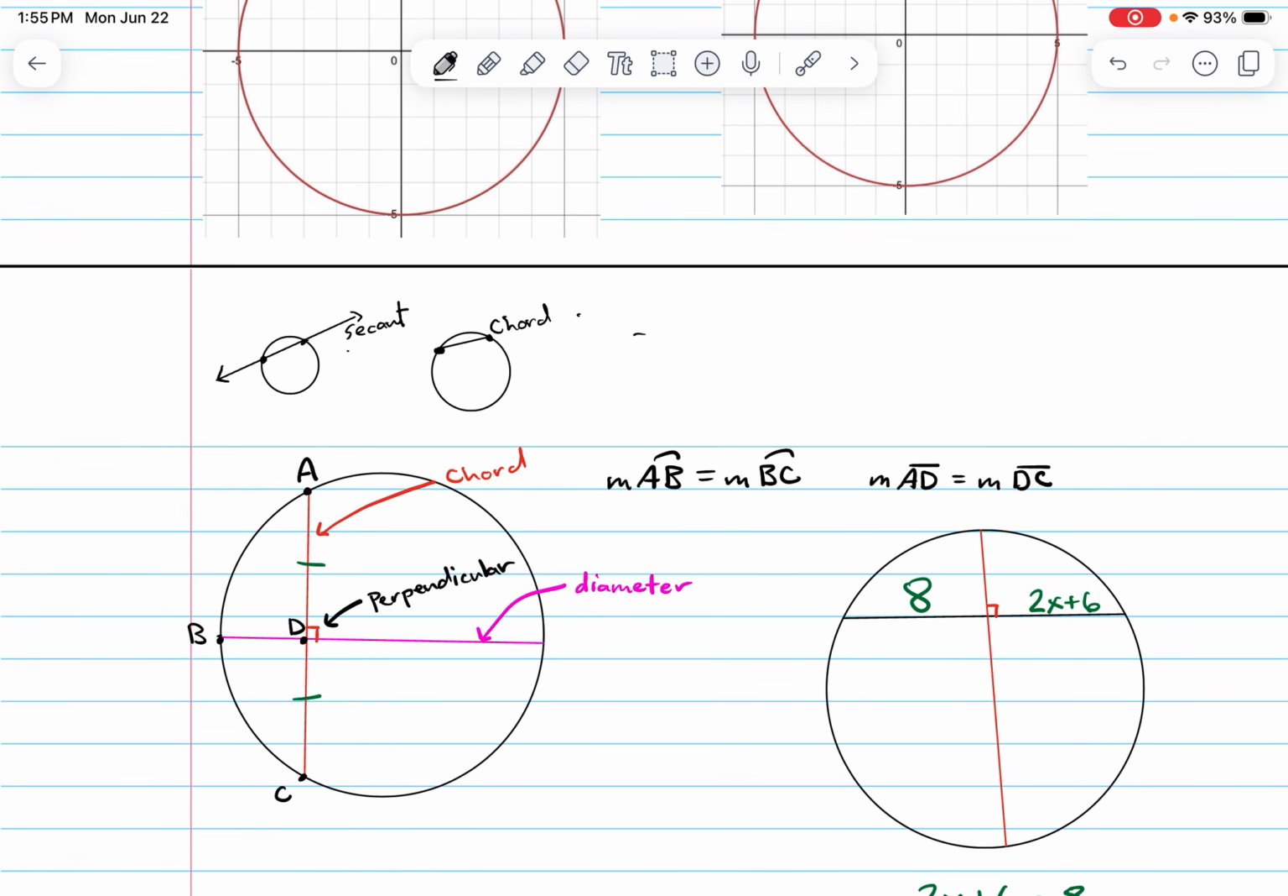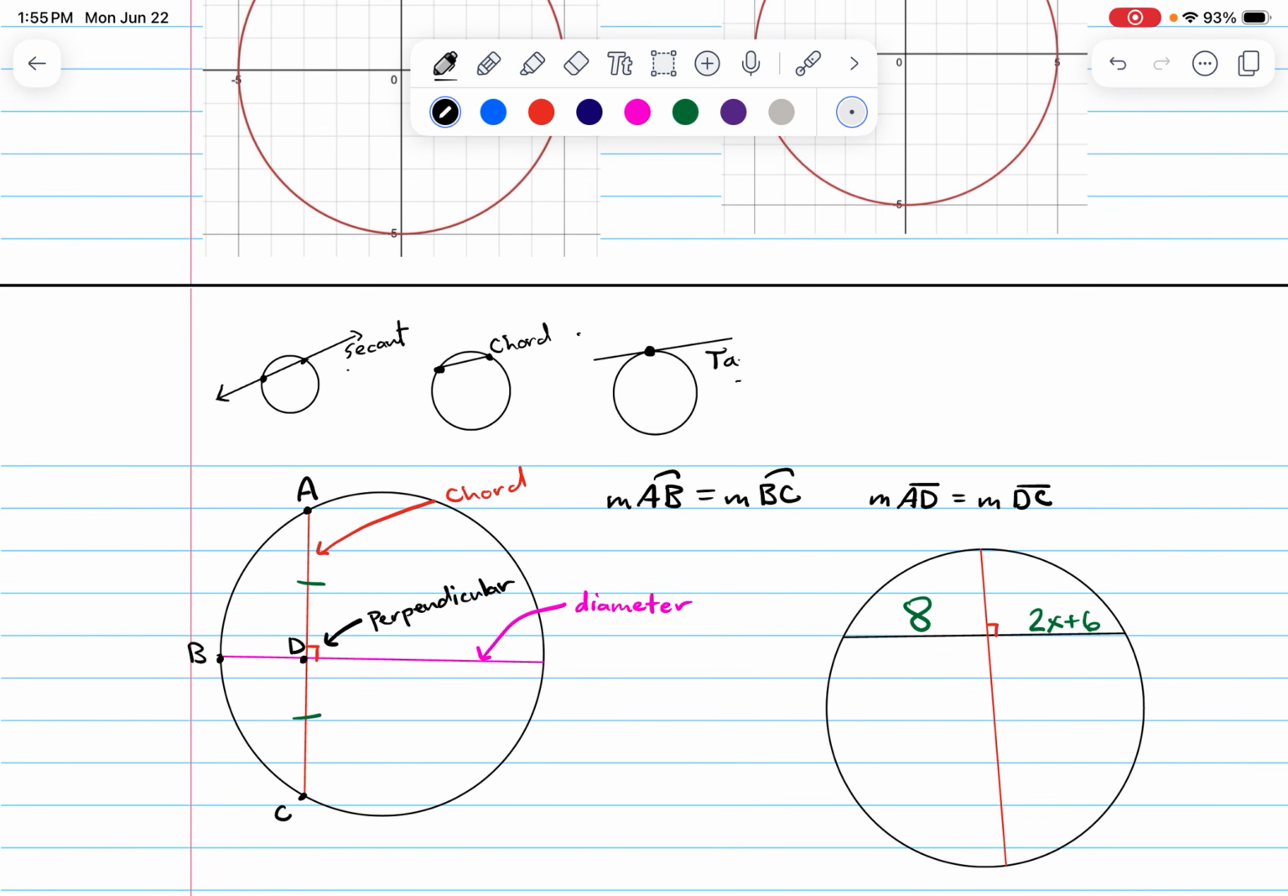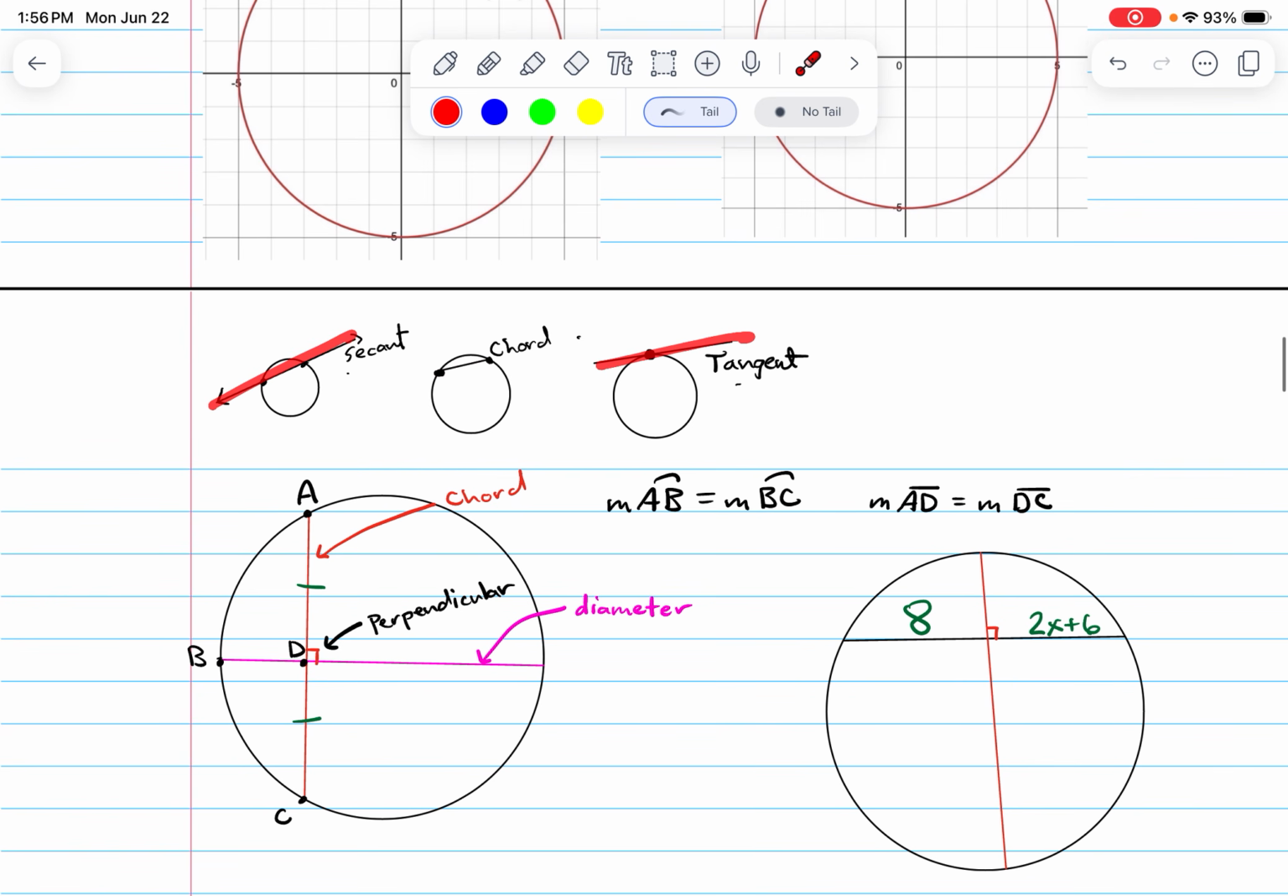Now, if we have this situation, let's suppose I have a line that comes out here and it just touches the graph once. We call that a tangent. So notice, I've got a tangent right here. This line is a tangent to the circle. This is a chord, and this is a secant. Notice the tangent and the secant are both lines. The chord is a segment.